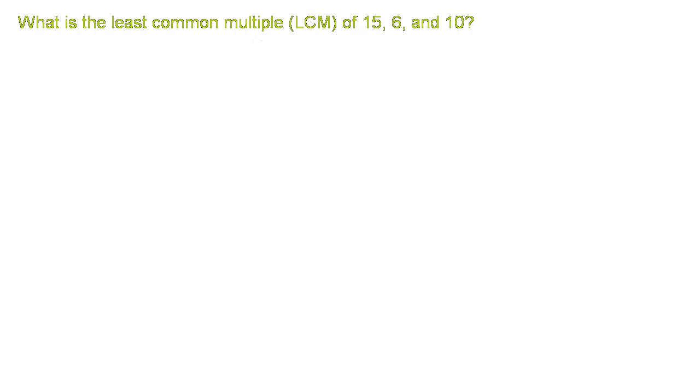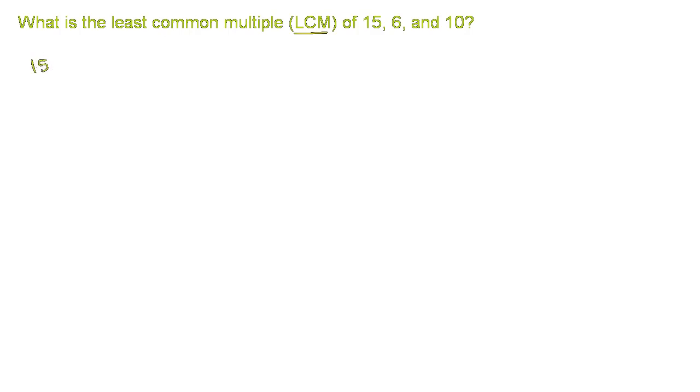What is the least common multiple, abbreviated as LCM, of 15, 6, and 10? So the least common multiple is exactly what the word is saying. It's the least common multiple of these numbers. I know that probably didn't help you much, but let's actually work through this problem. To do that, let's think about the different multiples of 15, 6, and 10, and then find the smallest multiple, the least multiple they have in common.